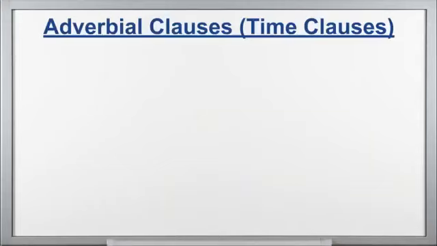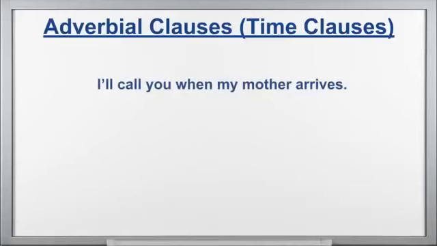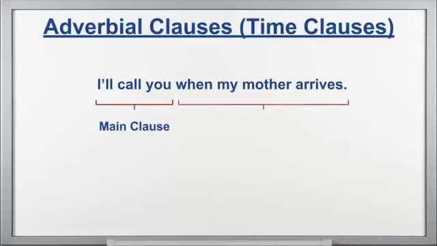We talked about before, we talked about after, and now we're going to talk about when. I'll call you when my mother arrives. Pay attention to this sentence here. I'll call you when my mother arrives. The first clause, the main clause, is I'll call you. When my mother arrives is the time clause. Once again, I identified this by the word when.